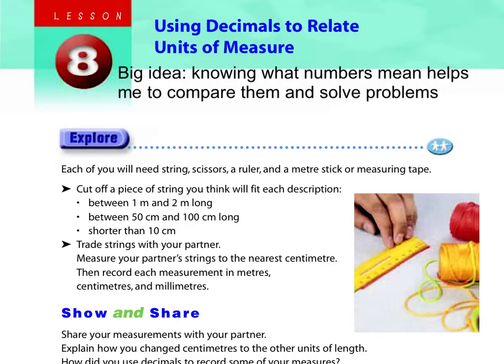All right, we are going to continue with our big idea. Knowing what numbers mean helps me to compare them and to solve problems. And today we're going to continue using decimals, but we're going to relate them to the units of measure. So we're going to be talking about meters and centimeters and millimeters and things of that nature.